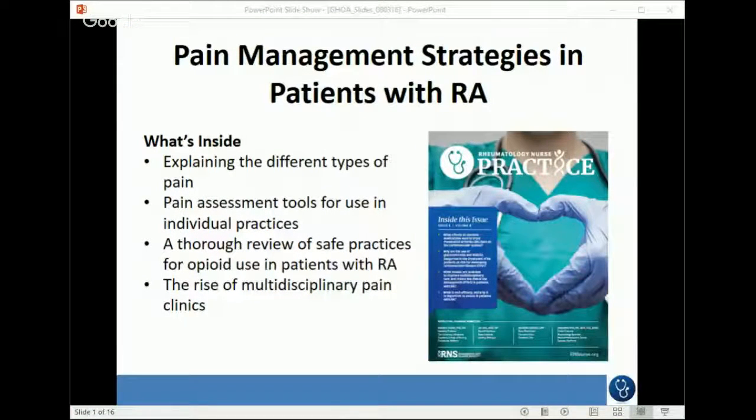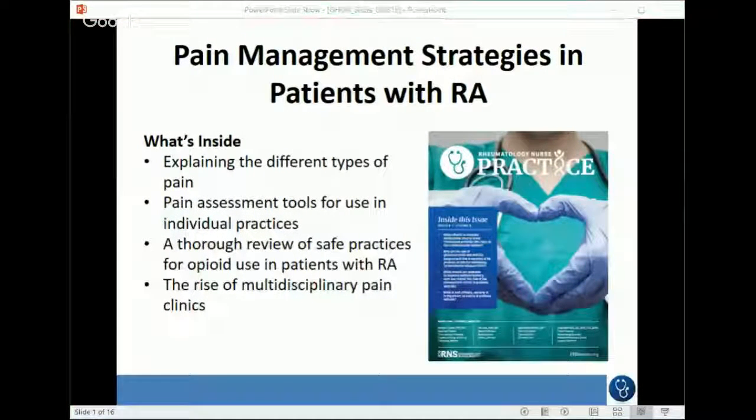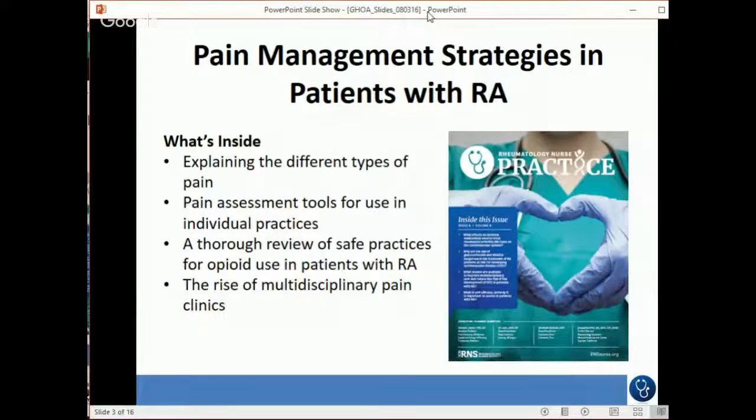So we're going to talk about the different types of pain: acute, nociceptive, neuropathic, central, peripheral, some mixed, visceral, and of course that horrible catastrophizing pain. We're going to talk about some of our pain assessment tools in our individual practices, whether you use HAQ or DAS or whether you use CDAI, and do you use pain assessment tools that are subjective or objective or a mix of both. And then we're going to go through a little bit of a thorough review of safe practices for opioids in use in the patients with RA.